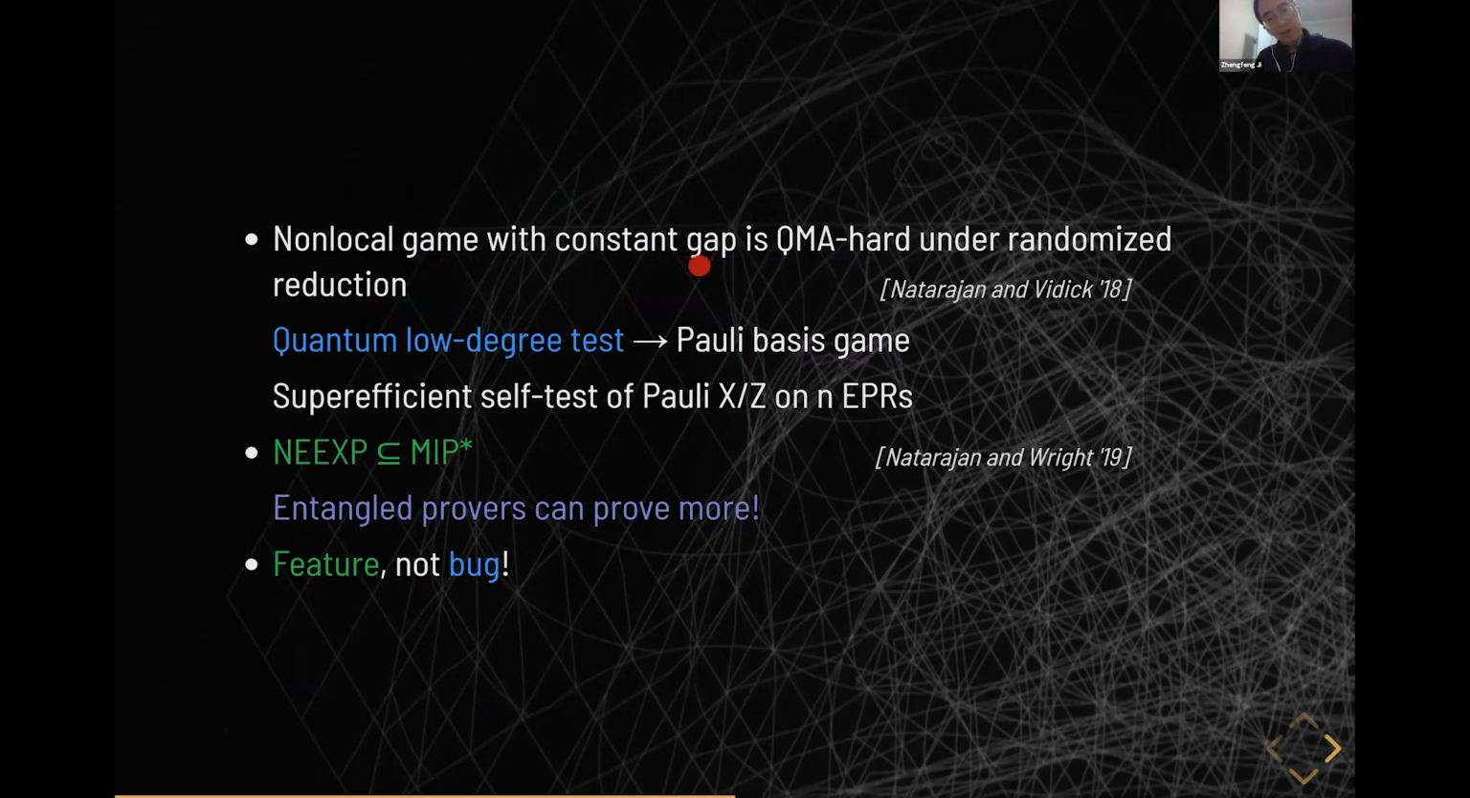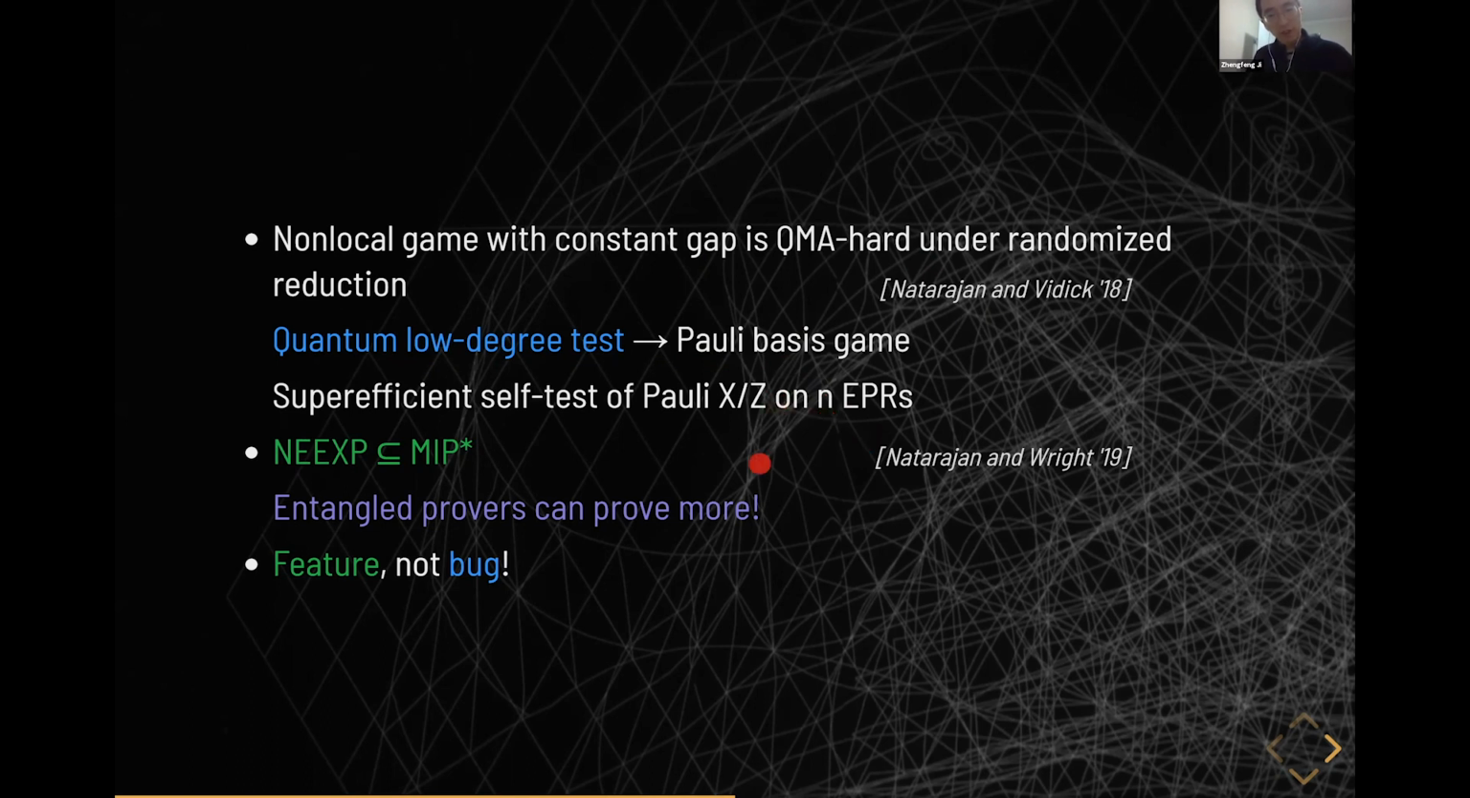More recently, there's the QMA-hardness constant gap result by Natarajan and Vidick, and basically what they developed is the quantum low degree test. It uses the Pauli basis game. Basically, you can command the provers to measure X and Z basis on EPRs. It's a very powerful primitive, a type of rigidity result, as you can see.